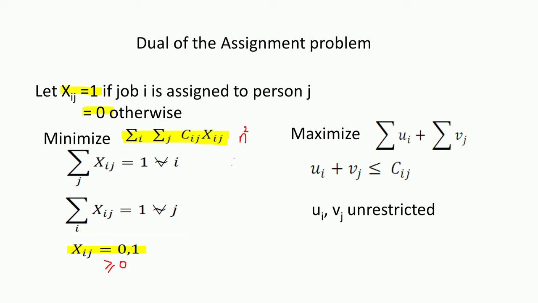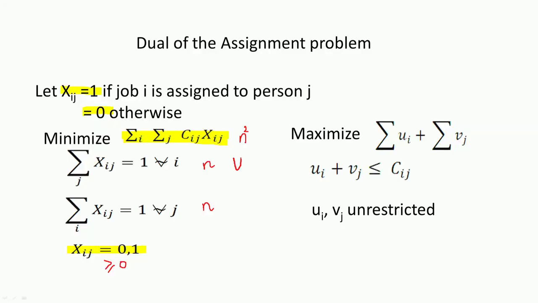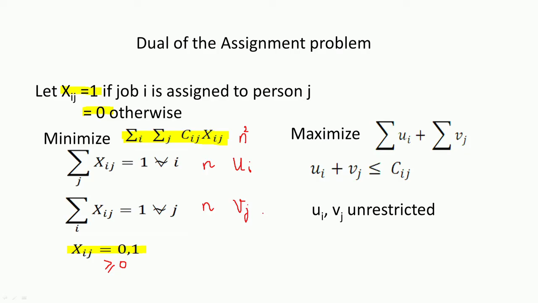there are n constraints here, there are another n constraints here. Now, for these n constraints we define n dual variables which are called ui, and then we also define another n variables which are vj. So, there are n ui's, u1 to un, there are n vj's, v1 to vn. There will be as many dual variables as the primal constraints. So, there are n ui's and then there are n vj's.